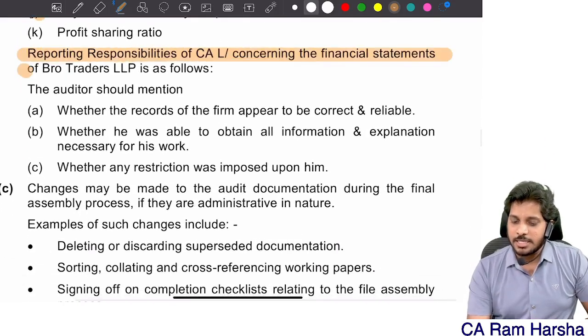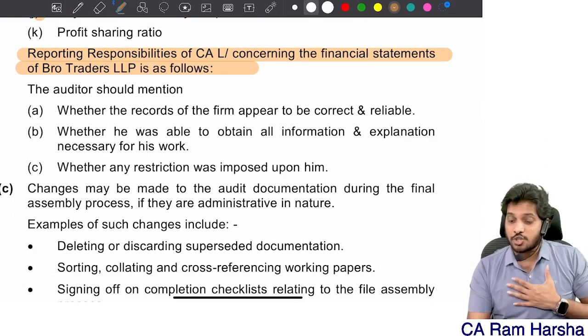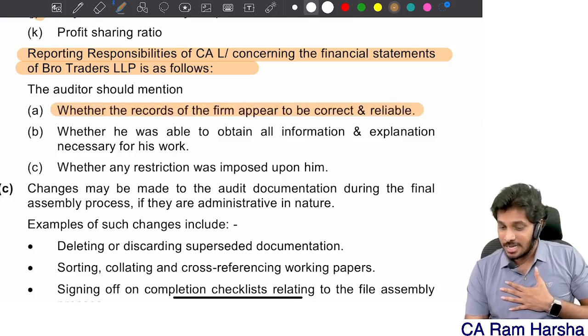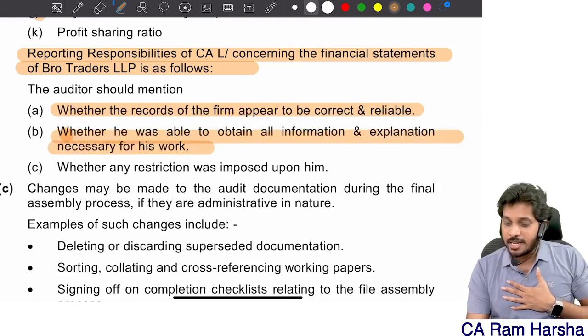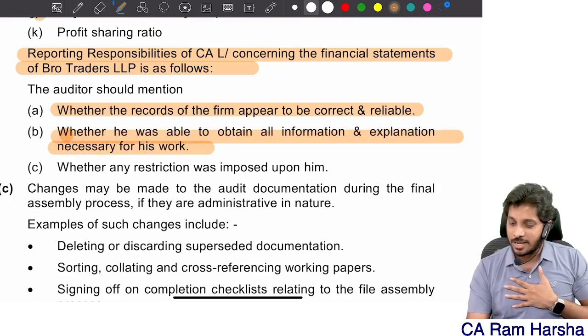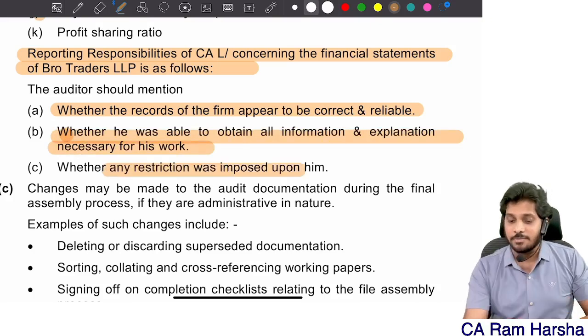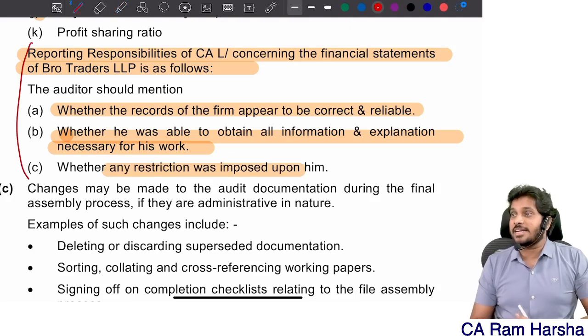Reporting responsibilities concerning LLP: the auditor has to mention whether records appear to be correct and reliable, whether he is able to obtain all the information and necessary explanations for his work, and whether any restrictions were imposed upon him. This is a specific reporting requirement in case of LLP audit.